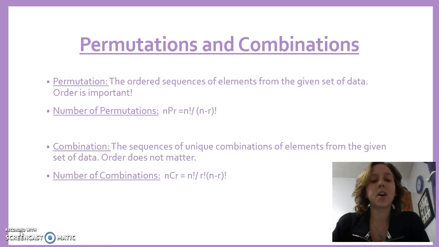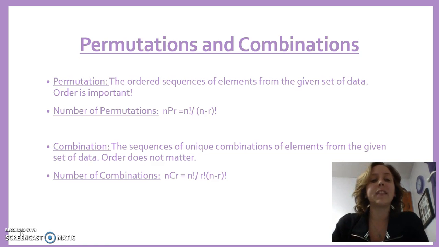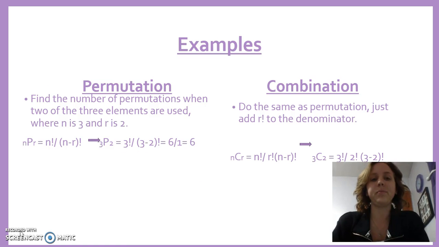Next is a combination, and a combination is a sequence of a unique combination of elements from the given set of data, and order does not matter in this one. The number of combinations for a group is nCr, which is the same as the previous formula, only adding r factorial in the denominator. You can also do this one in the calculator, and we'll learn how later.